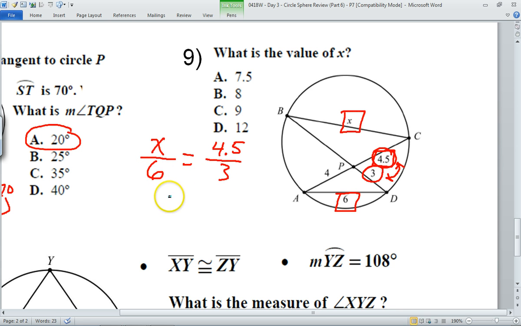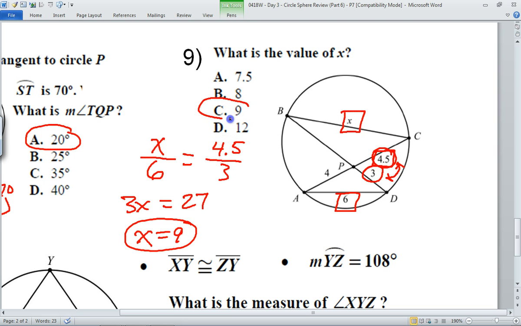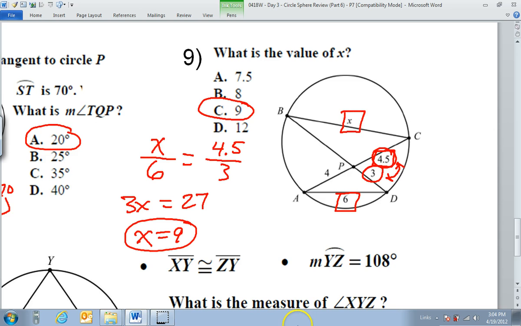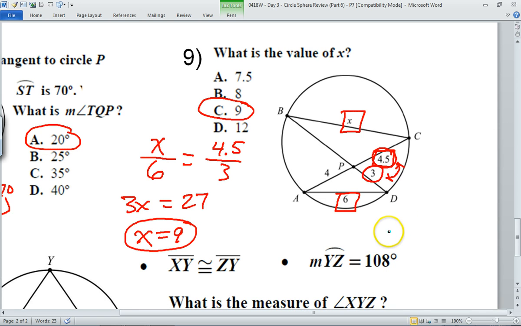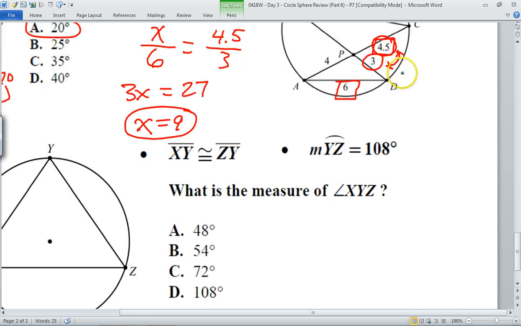Once you have the setup, everybody would get it right from here, because what do I do? Yeah, you guys are experts at cross multiplying. So that's going to be 3x, I think from previous classes, I remember that was 27. Divide by 3, and you get 9. Okay, that's why the answer to number 9 is C. Did I lose anybody on that problem? No. Alright, Kiara, how much sense did that make? Total sense, okay. Alright, and number 10.